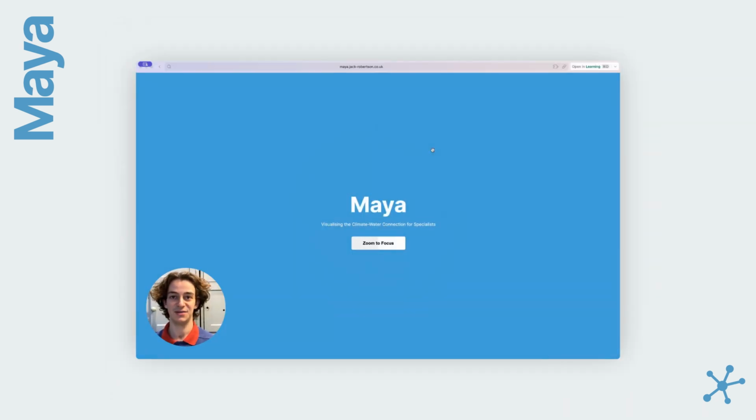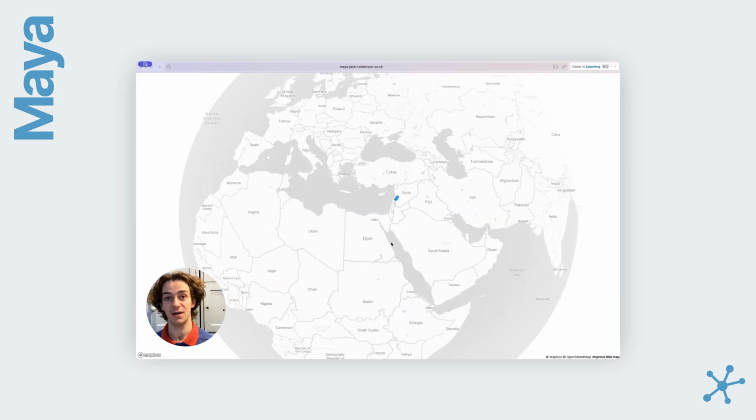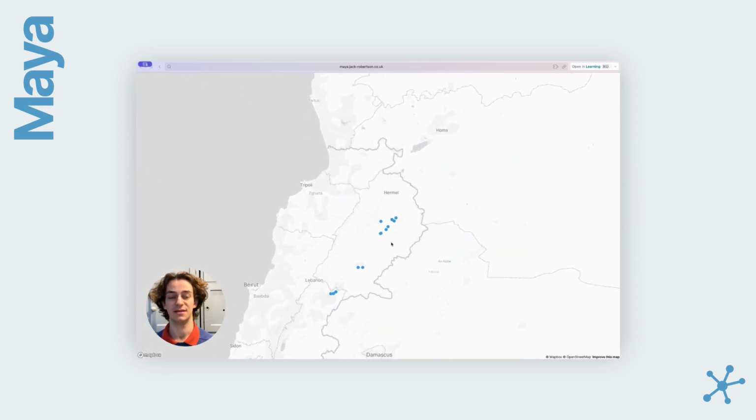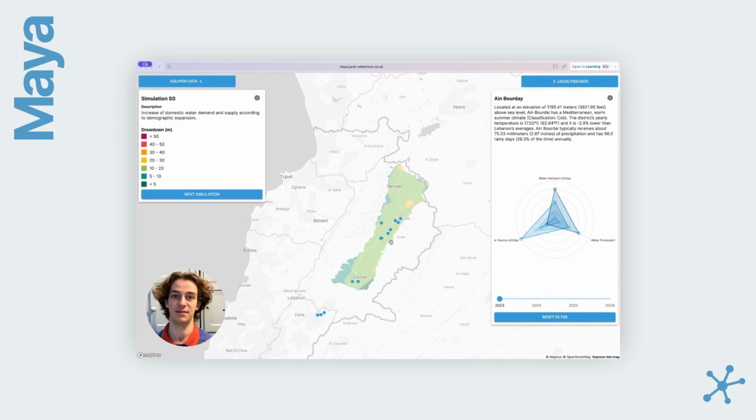So if we zoom to Lebanon's Bekaa Valley region that I've been focusing on, Maya breaks down into these two fundamental widgets. The first, left-hand side widget is Aquifer Data, created in partnership with a Beirut-based consultancy, like a heat map, but representing simulations of the water table health.